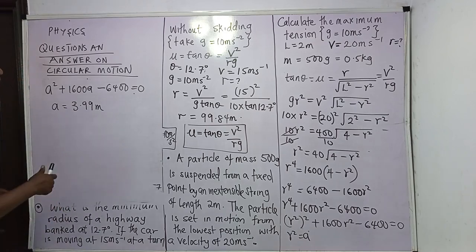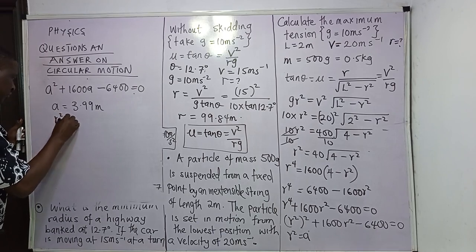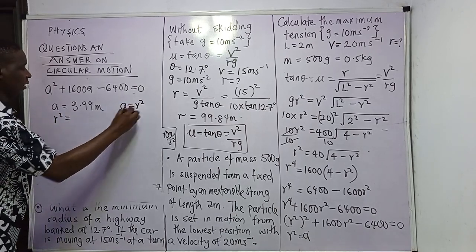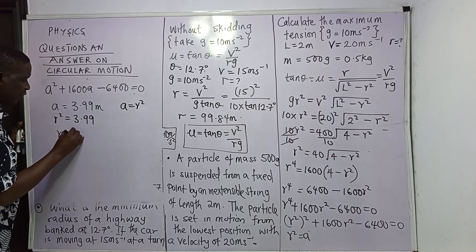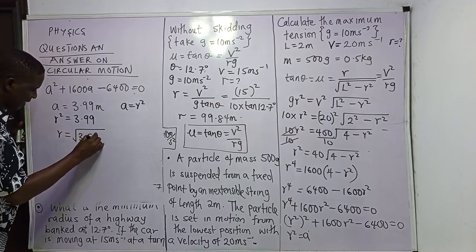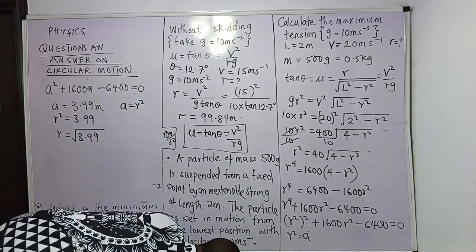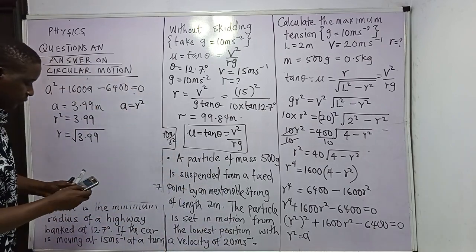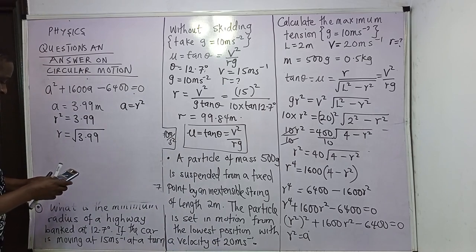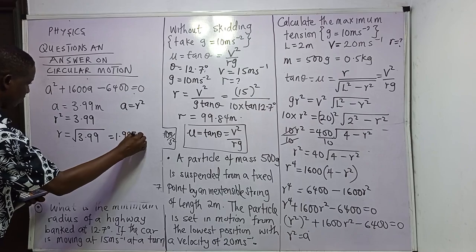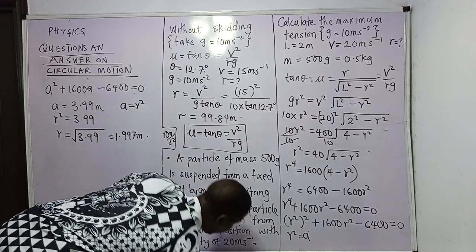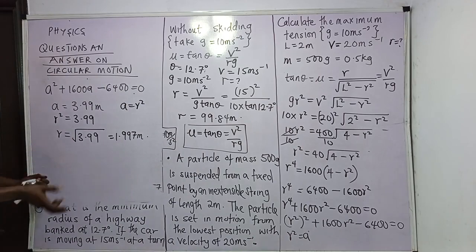What we want to do now is simply put our R square back. We borrowed A equal to R square just to solve. So 3.99 is R square, and R will be the square root of 3.99. If you press the calculator for that, that will give us 1.997 meter. So that's our radius. Now, that's where we start solving.